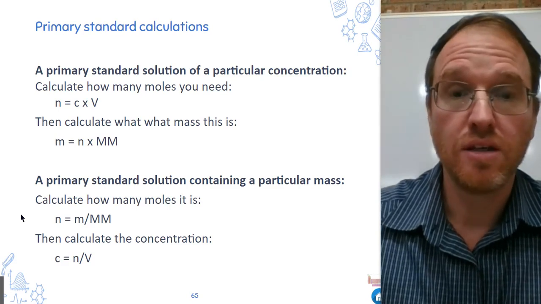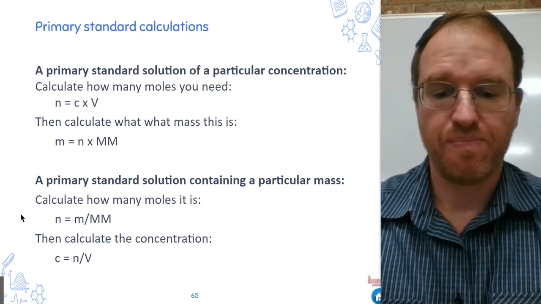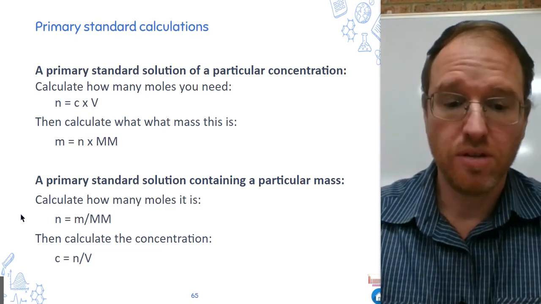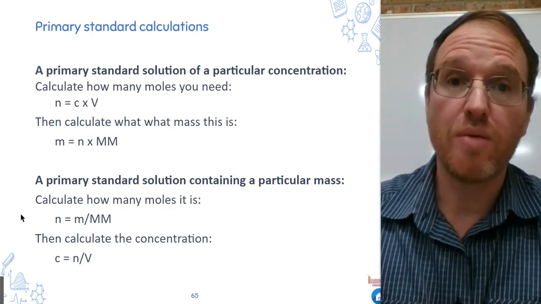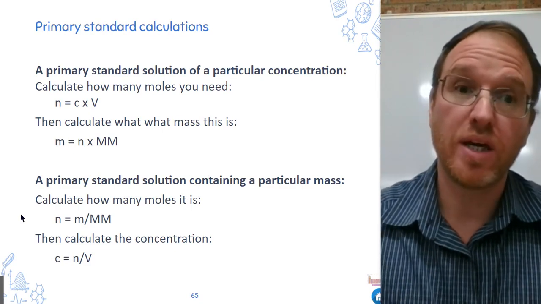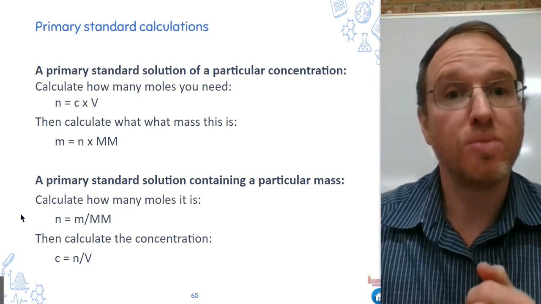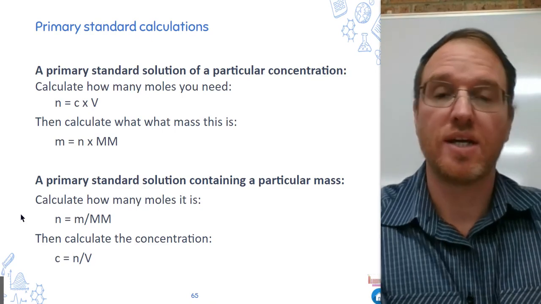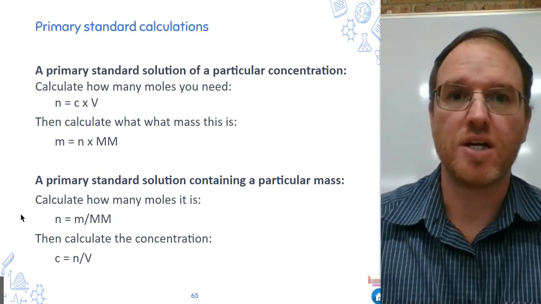So in this lesson, you're going to see if you can summarize those 3 bits of equipment into a table. You'll practice a few calculations for primary standards. And when we're back in the lab, probably in week 3, we'll get you to prepare a primary standard in the lab, and then to dilute that primary standard to get other standard concentration solutions.